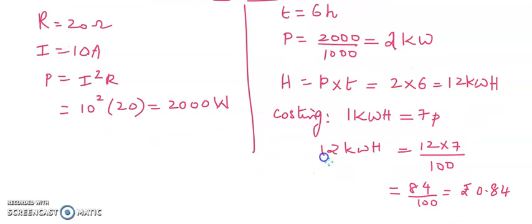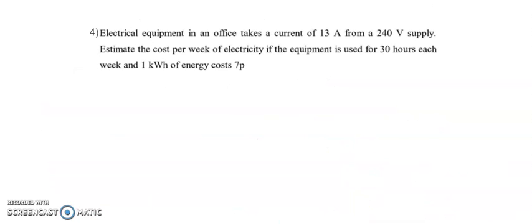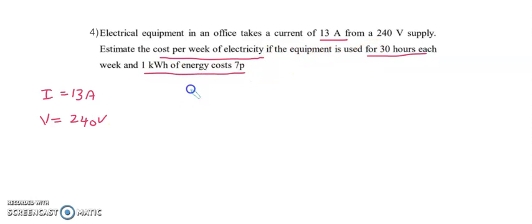Correct? Now let's go back to the fourth question. Sorry for my mistake. I jumped to the fifth one. So now an electrical equipment in an office is taking up a current of 13 ampere and the voltage is 240 volt. So cost per week of electricity, the equipment is using for 30 hours, and this is the costing. So first I need to find the power, right?